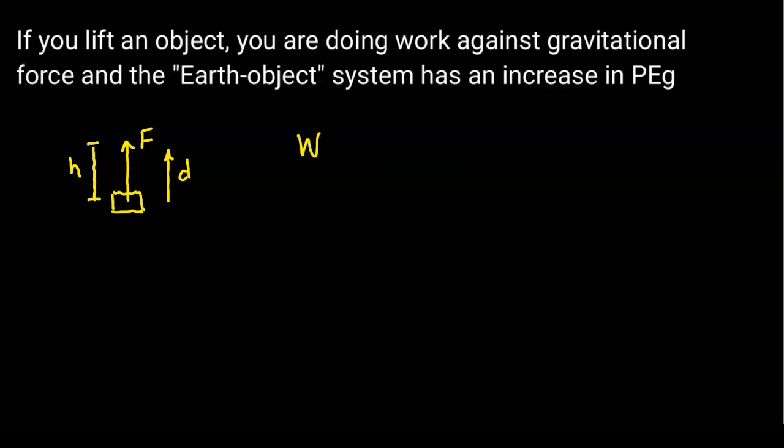And starting with our basic work equation, F d cosine theta, the force that you need to lift an object up at constant speed is mg. It's just the weight of the object. And then instead of d, we're going to go ahead and use h. We're not going to worry about cosine theta because the force and displacement are in the same direction.